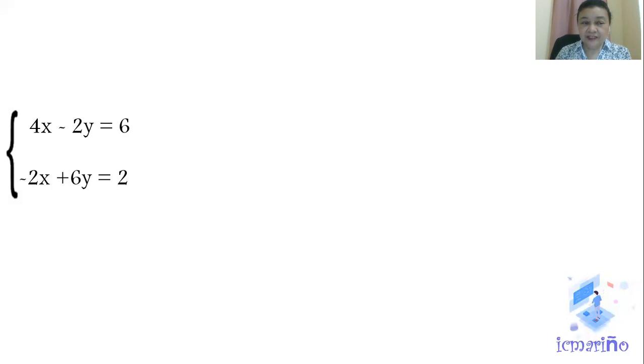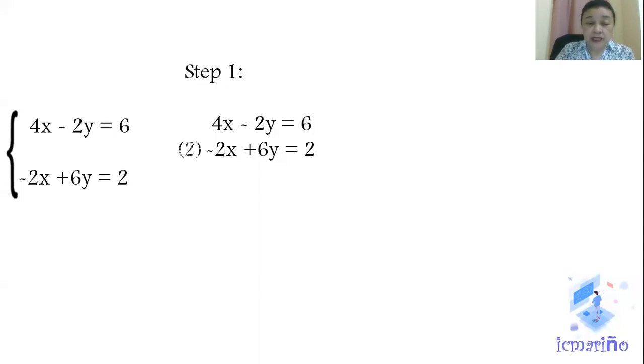Okay? Finished? Let us see. Okay? So, 4x minus 2y equals 6, and negative 2x plus 6y equals 2. So, what did we say? If we eliminate x, we have 4x. What is its opposite? Negative 4x. So, what do we need to do? We need to multiply positive 2 to both sides.